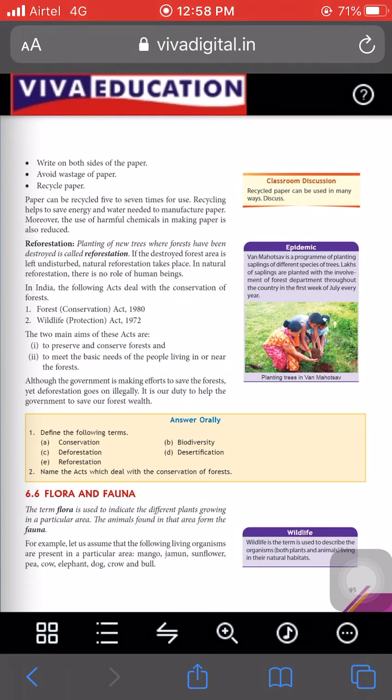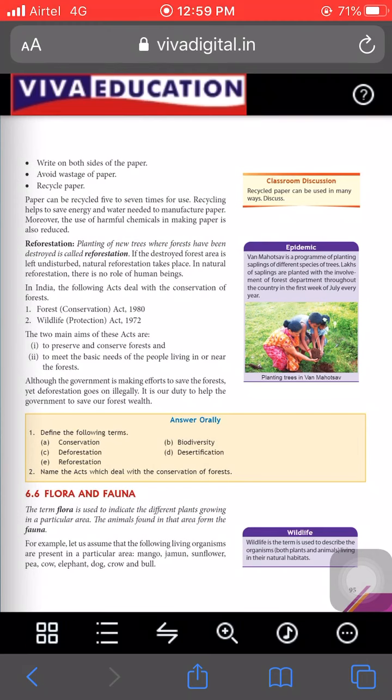Okay, here is an example. Let us assume that the following living organisms are present in a particular area: mango, jamun, sunflower, pea, cow, elephant, dog, crow and bull. You have to distinguish which are the flora and which are the fauna. The species related to the plants or trees categories are included in flora, and the animal categories are included in fauna.